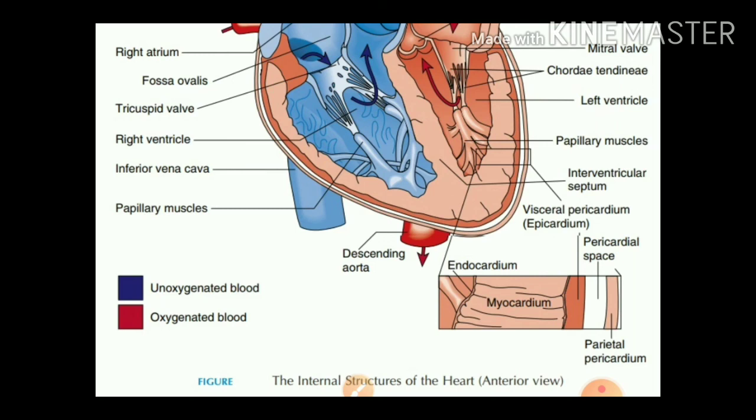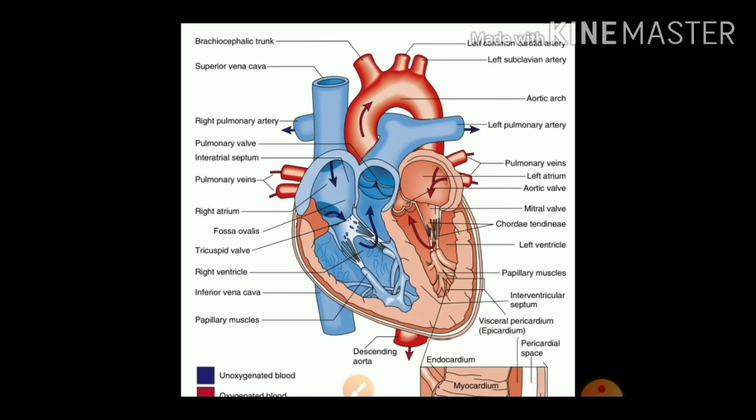Blue color shows unoxygenated blood or deoxygenated blood, or the blood which is rich in carbon dioxide. Red color shows oxygenated blood or the blood which is rich in oxygen. Now I hope the entire diagram is clear to all of you.